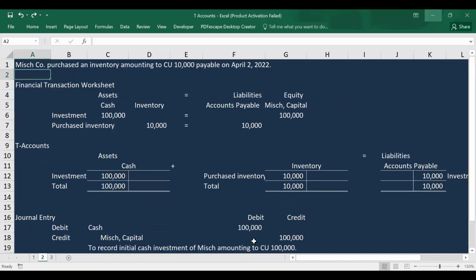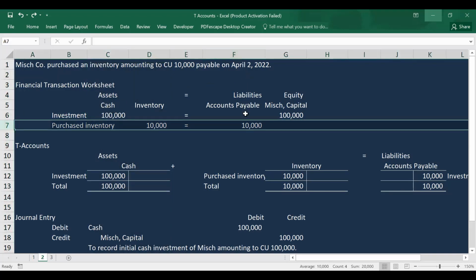So next example. So now, Mish Company purchased an inventory amounting to 10,000 currency units payable on April 2, 2022. So we will understand this transaction by obtaining the relevant details. So what did Mish Company do? They purchased an inventory. So we will debit an inventory since it is an addition to assets amounting to 10,000 currency units. So add here an inventory and a debit, okay?